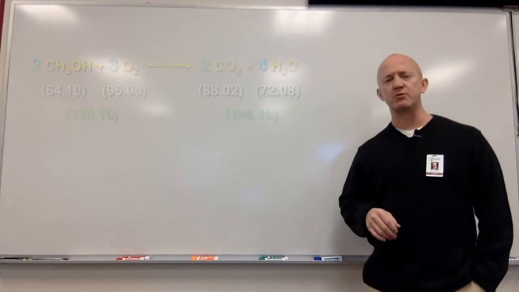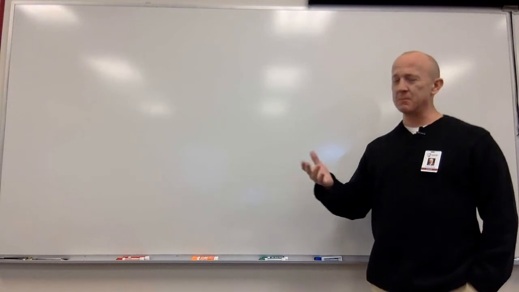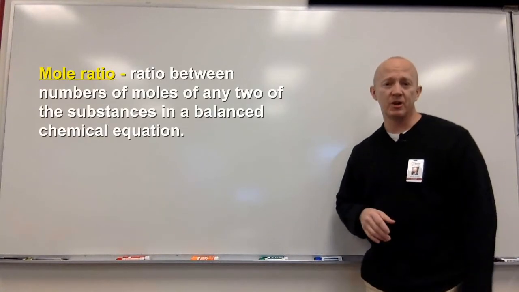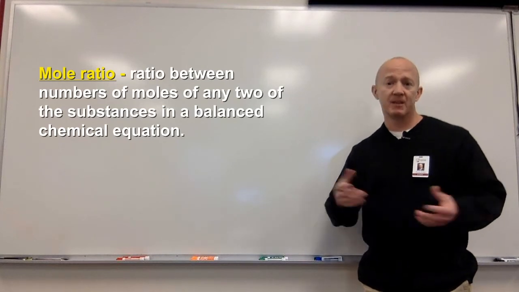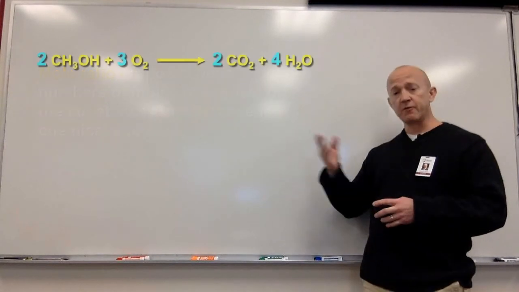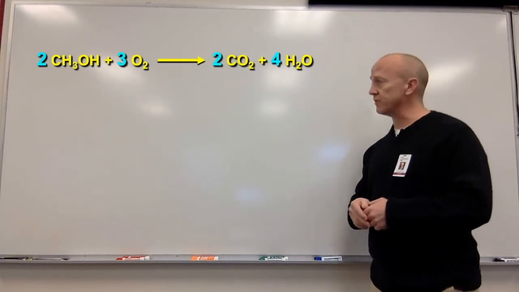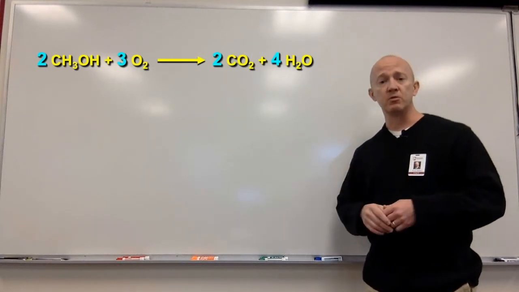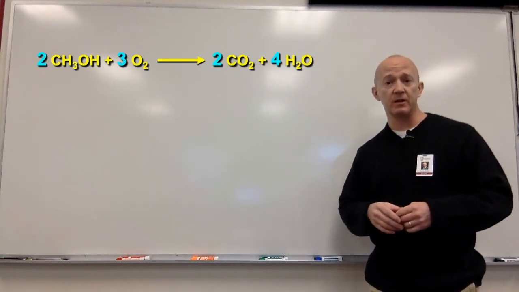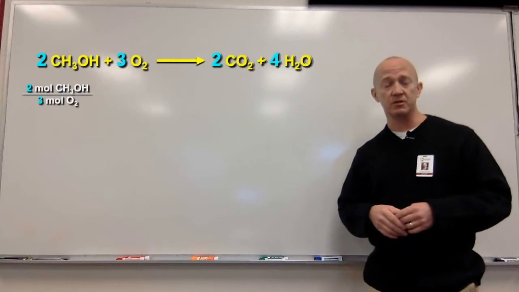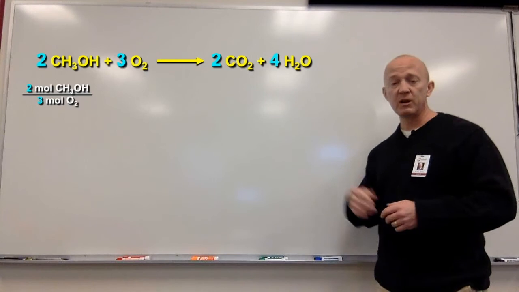So now that we've proved that to ourselves, let's talk for a moment about mole ratios. What do I mean by a mole ratio? A mole ratio is the ratio between the numbers of moles of any 2 substances in a balanced chemical equation. In our former reaction with methanol and oxygen, we know that for every 2 moles of methanol, we need 3 moles of oxygen. That's a mole ratio. That's a relationship between those 2 compounds in this reaction. So we could say 2 moles of methanol for every 3 moles of oxygen.